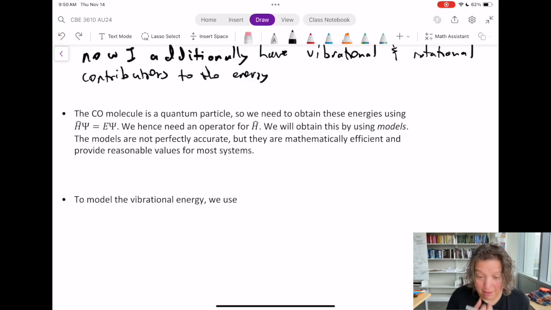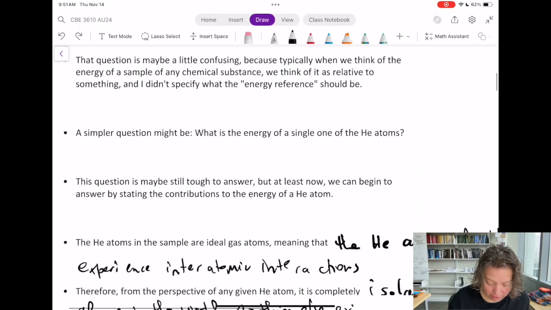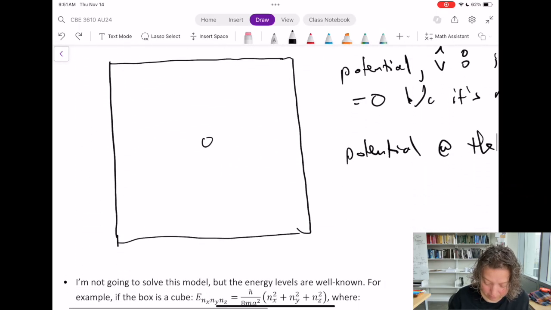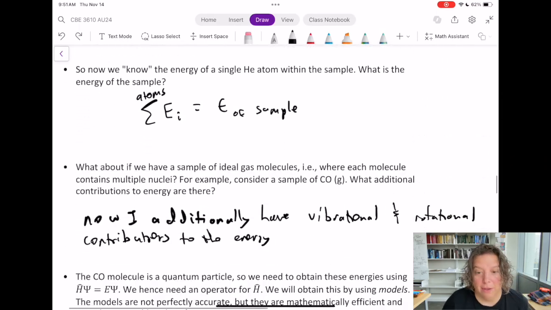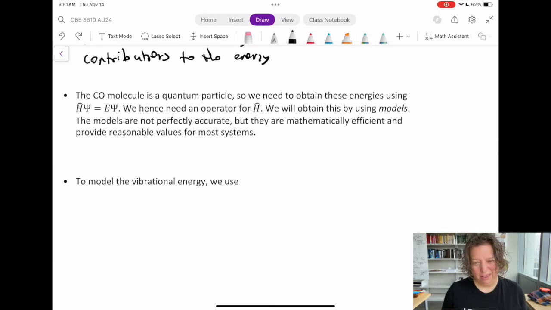We're hence going to need to fill in our Hamiltonian, our kinetic and potential energy, and we're going to do this using models, just like we did for the translational energy. The models are not perfectly accurate. I'll give an example why. But they are mathematically efficient, and they provide reasonable results for most systems.